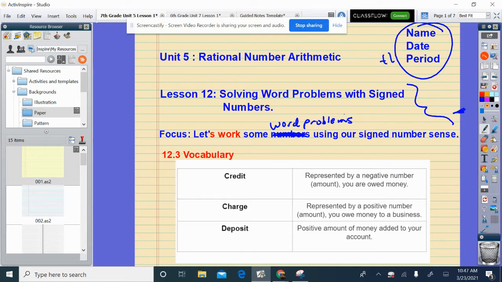Okay, you're back. So credit, represented by a negative number, is an amount you are owed from a business. And these are kind of from a business perspective. A charge is represented by a positive number, an amount of money you owe to a business. And the deposit is a word you've had before, a positive amount of money added to your account. I'll be using all these words today in the lesson, so I want to make sure you have them written down, because you'll also need these for the guided notes.